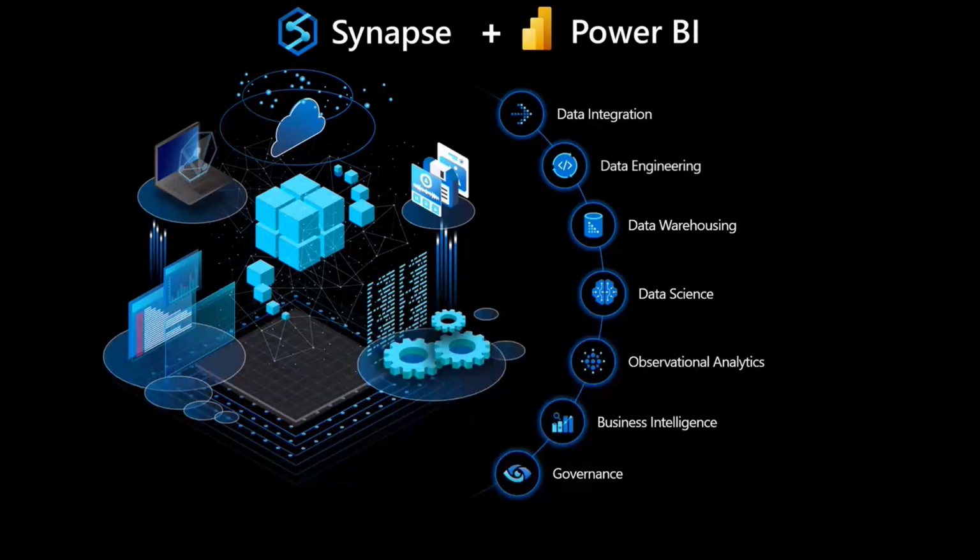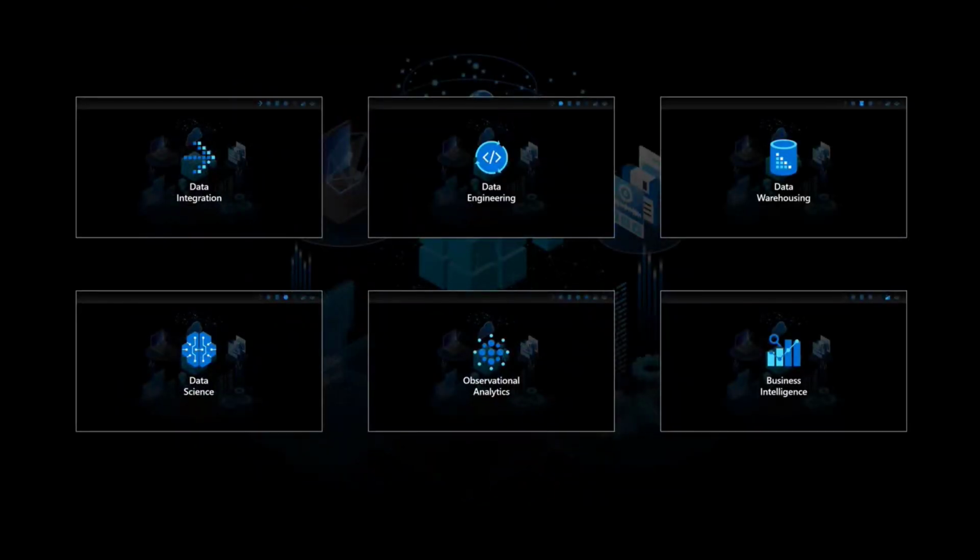Then we have observational analytics, one of the most underrated workloads. Here we have the Data Explorer engine, also known as Kusto. Then we have business intelligence, so tight integration with Power BI. You will see some Power BI features that actually allow you to work smoothly with Power BI and Synapse all together. And then we have data governance. Now, in this presentation, I will not cover all those pillars. I will focus on 6 of them: data integration, engineering, warehousing, data science, observational analytics, and business intelligence.